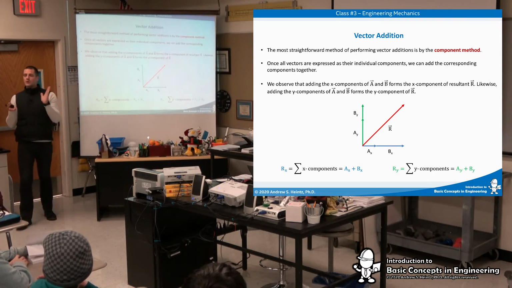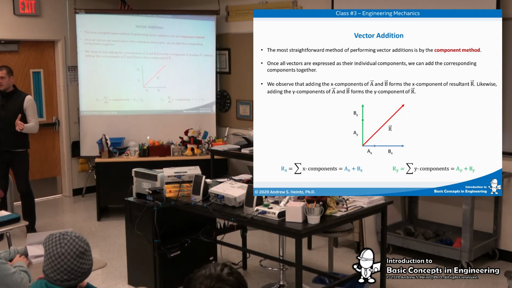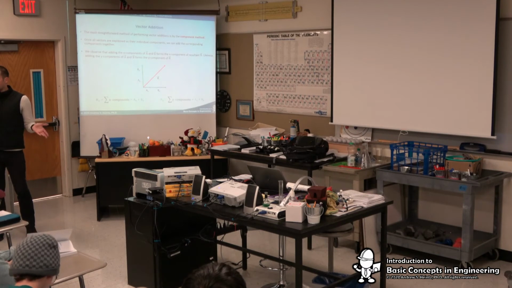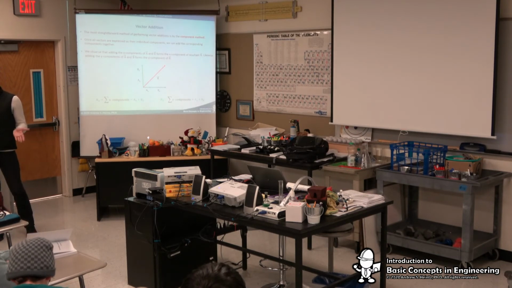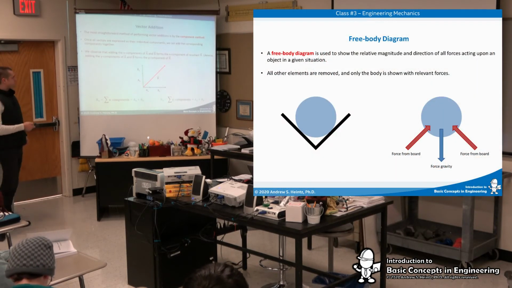Okay, so what you guys just did in your example problem was you broke a vector down into x and y. So in this case, what we do is we just break both of our vectors down into their x and y's, add them up, and then using trig, find our new resultant. Simple enough? Yes? No? Okay, cool.